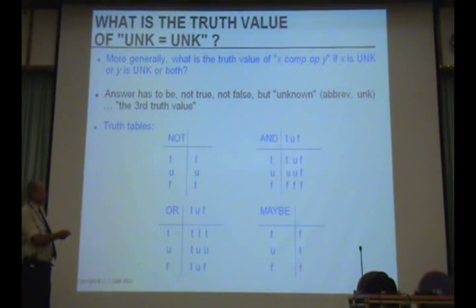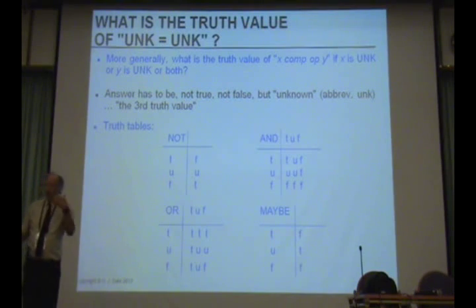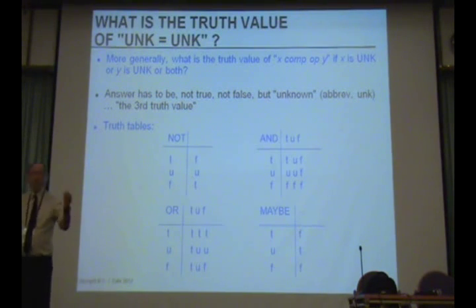Or more generally, the comparison X, comparison operator Y, if either X is UNK or Y is UNK or both, the result is always unknown, the third truth value. Is UNK greater than 3? Don't know. Is UNK less than 3? Don't know. Is UNK equal to 3? Don't know. Is UNK equal to 1? Don't know. Is UNK greater than, and so on.